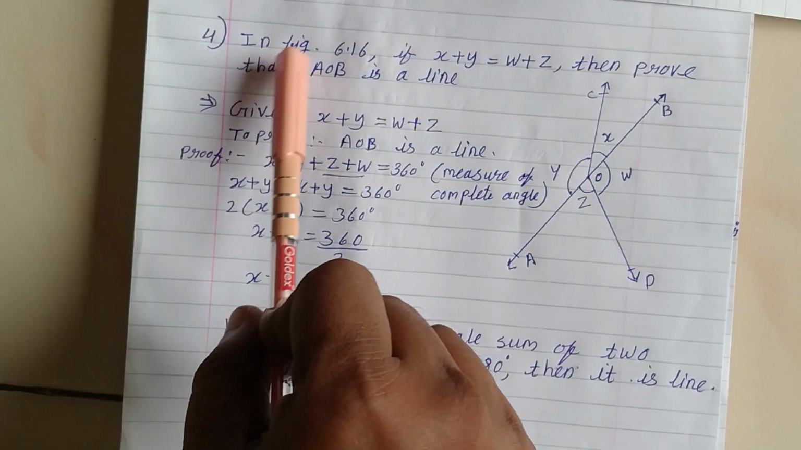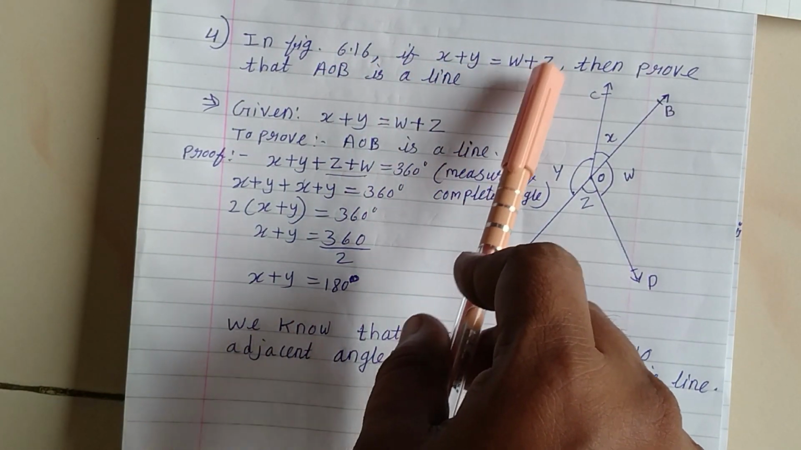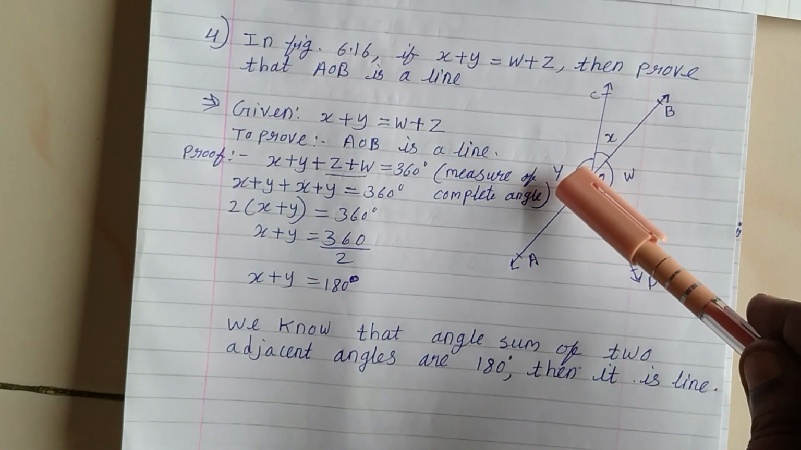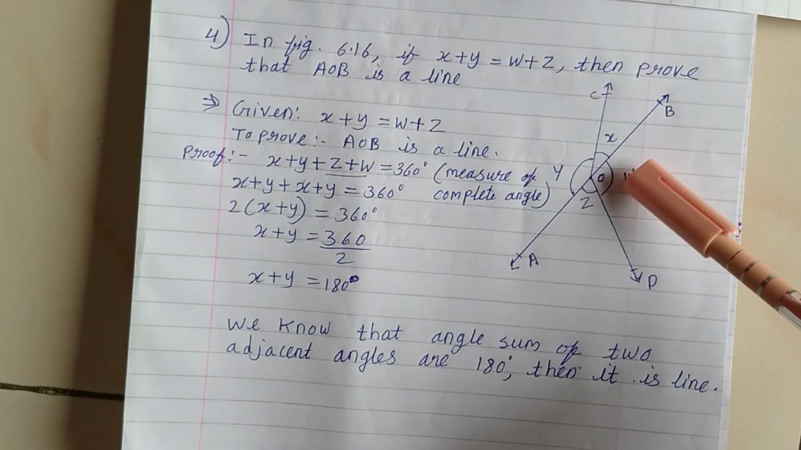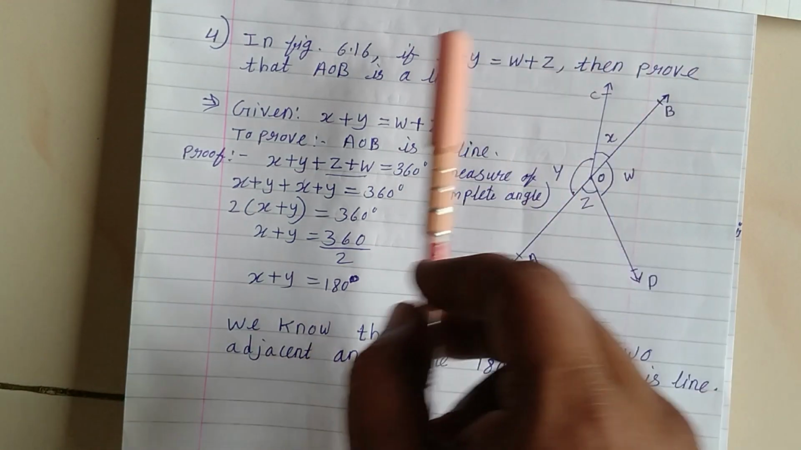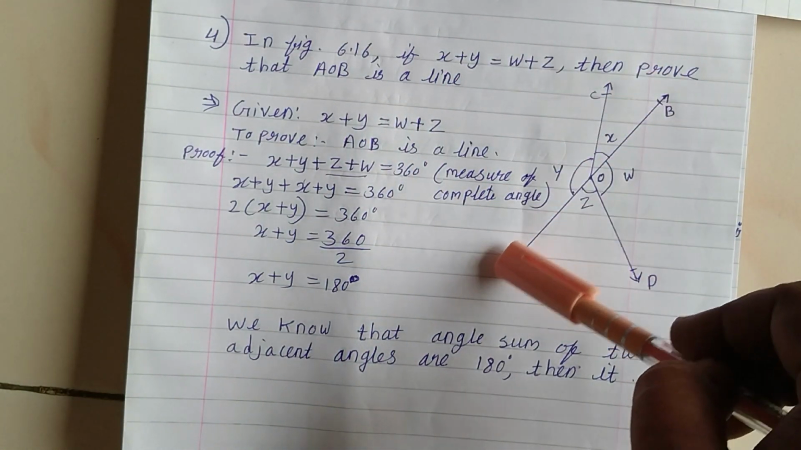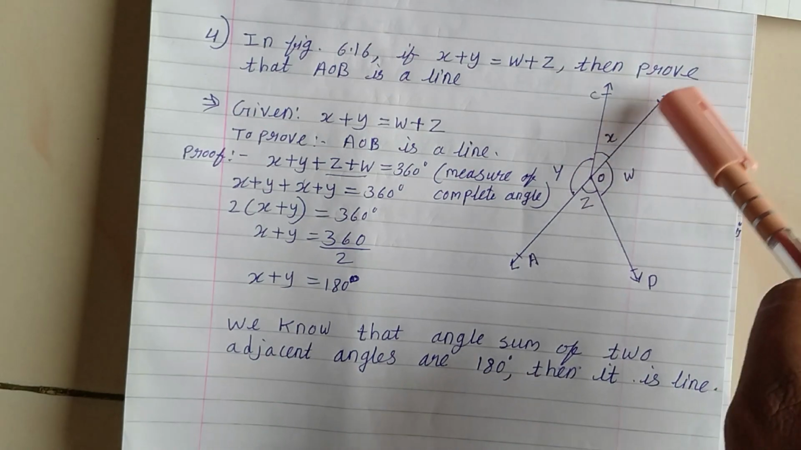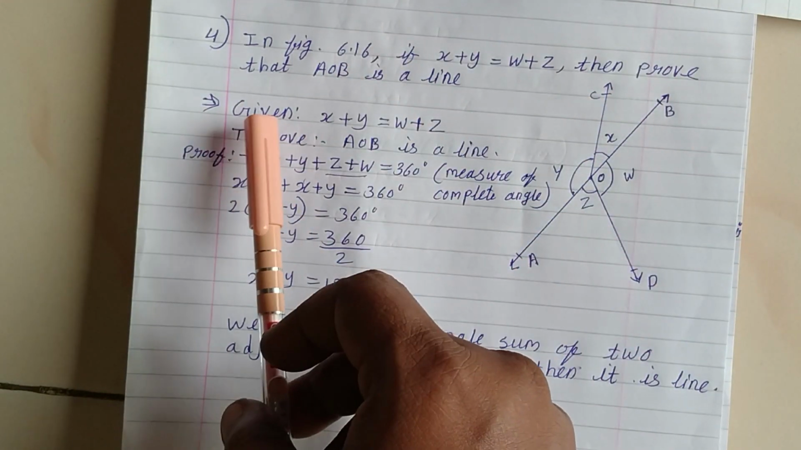And question 4, in figure 6.16, if x plus y is equal to w plus z, x plus y, okay, linear pair you can say, is equal to w plus z. So we have to prove that AOB is a line, a straight line. Okay. So we will start.